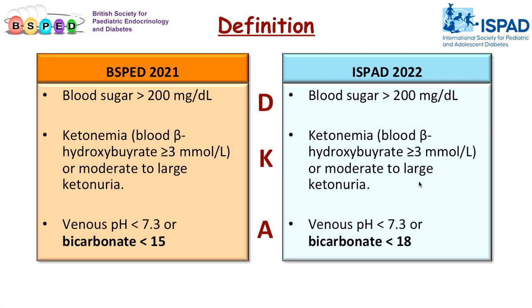There are two major guidelines which we follow. One is BSPED, that is British Society for Pediatric Endocrinology and Diabetes, and the other is ISPAD guideline, that is International Society for Pediatric and Adolescent Diabetes. There is just one difference between the two definitions. Whereas BSPED guidelines define a cutoff of bicarbonate less than 15 to define acidosis, on the other hand, ISPAD guidelines say bicarbonate less than 18. That's the only difference. Otherwise, you need D, K and A to prove a diagnosis of diabetic ketoacidosis.